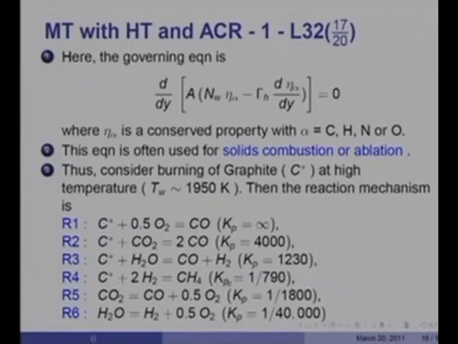Of course, here the Kp is so low at 1950 that hardly any CH4 would be formed, and therefore we can say that very small amounts of CH4 will be present. CO would then react with oxygen to produce CO2, which would then dissociate in this fashion: CO2 gives CO plus half O2, and H2O would dissociate to give H2 plus half O2. Again, the Kp is very low, and therefore the reverse reactions would be dominant, producing CO2 and H2O.